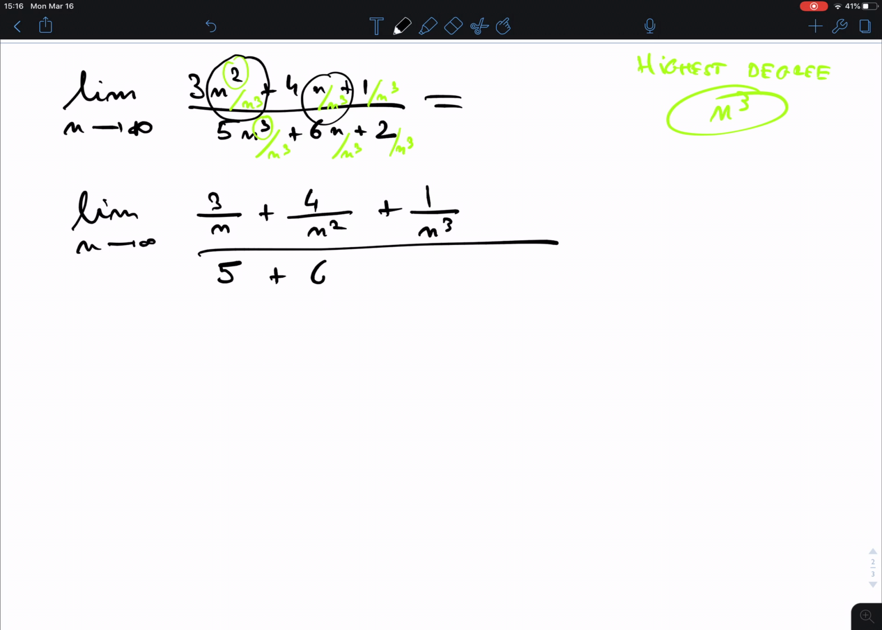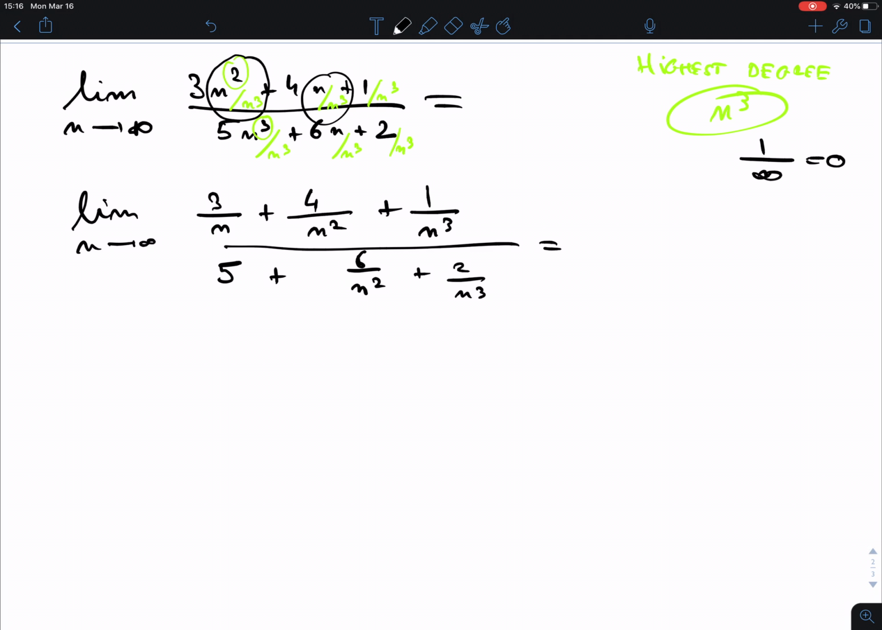And in the bottom, the n cubes cancel in the first term, leaving 5. In the second term we have 6 over n squared, and we can put the 6 on top. There's no need to not do this. And then plus 2 over n cubed. Why do we do this? Because 1 over infinity is 0.